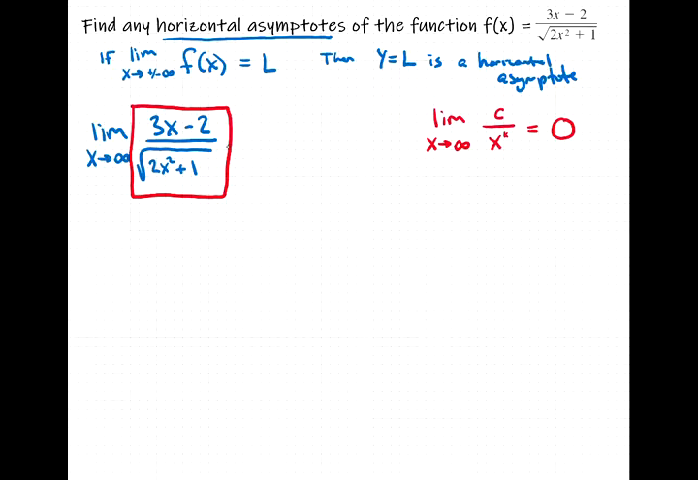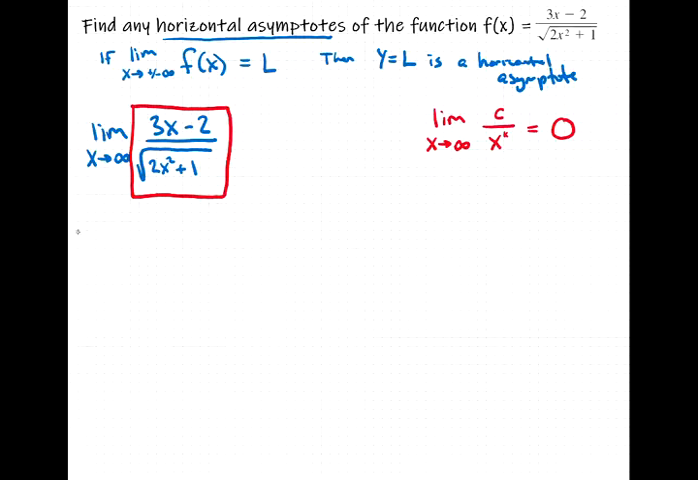So let's see if we could rearrange or manipulate this so every value of x exists only in the denominator of a fraction. What we're going to do is divide both the numerator and the denominator by the highest power of x. In this case, it's x to the first power. On top, you have x to the first, and on the bottom, you have the square root of x squared, which is also x to the first power.